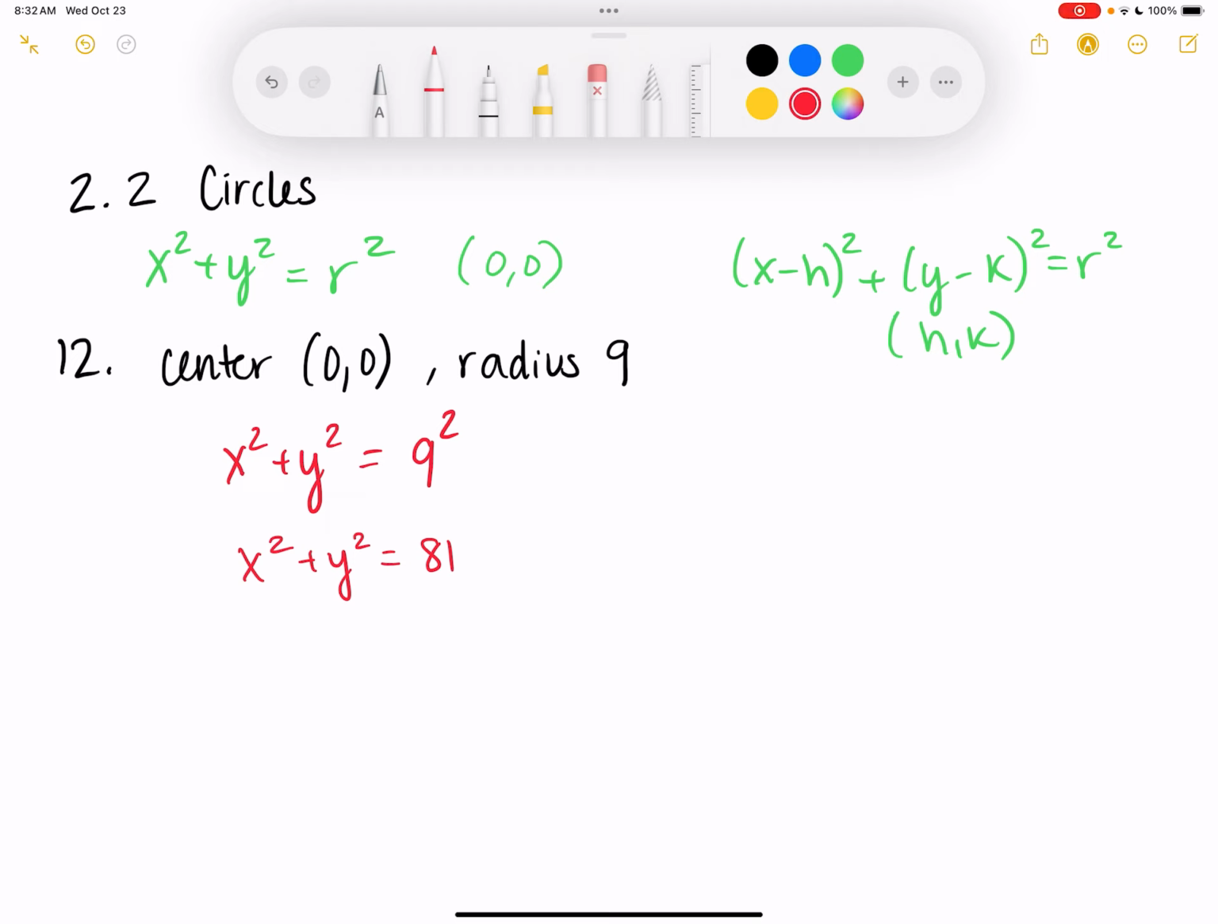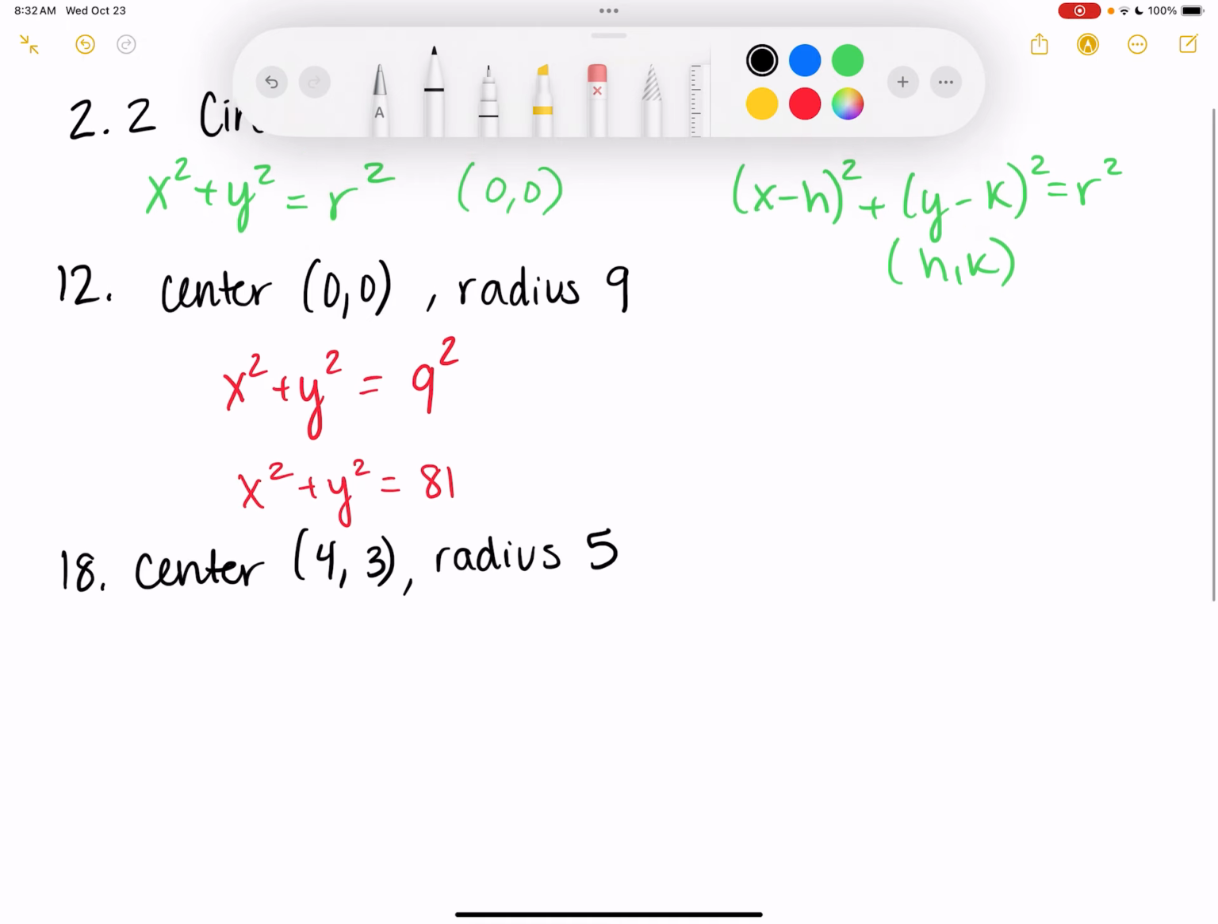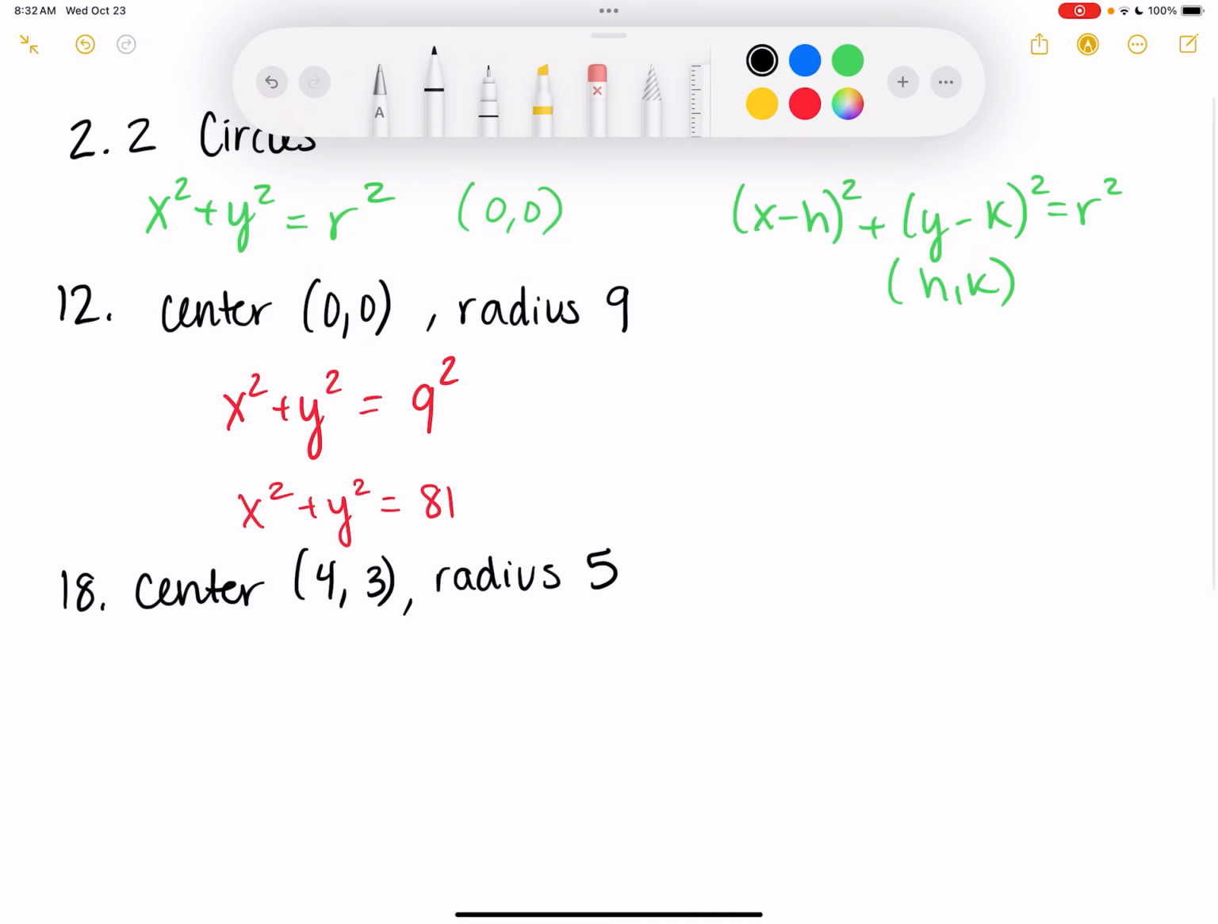Let's see, let's do one that's not centered at 0, 0. Number 18, I have a center at 4, 3, and a radius of 5. So notice that in the formula for a circle, it's always the opposite sign in here as to whatever the actual center is. So the center was at h, k, so when I put it in, it was negative h and negative k, or you can just say minus. So when I plug this one in, what do we think this is going to be?